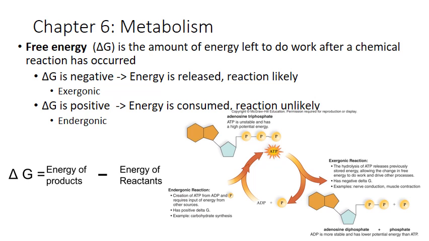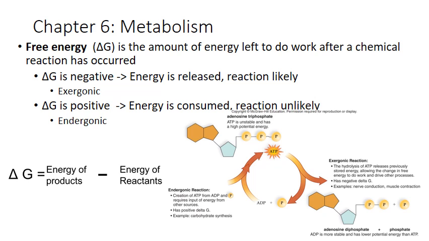And so what cells will do is they will pair or couple reactions. So they'll put together an endergonic and an exergonic reaction. So that way, when the exergonic reaction happens, it's going to release some energy. That energy can then be used to drive the endergonic reaction. And so that was the idea of coupled reactions.